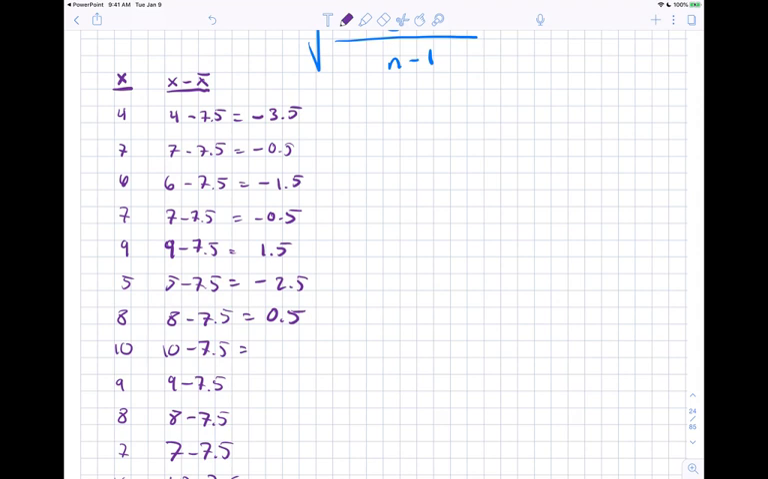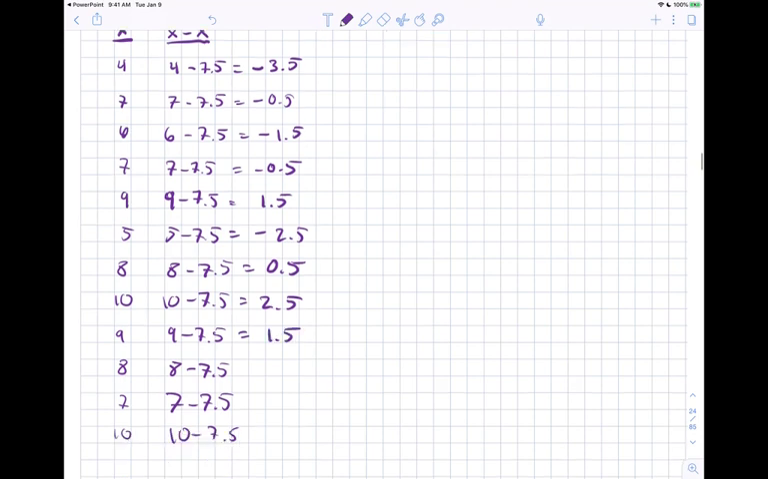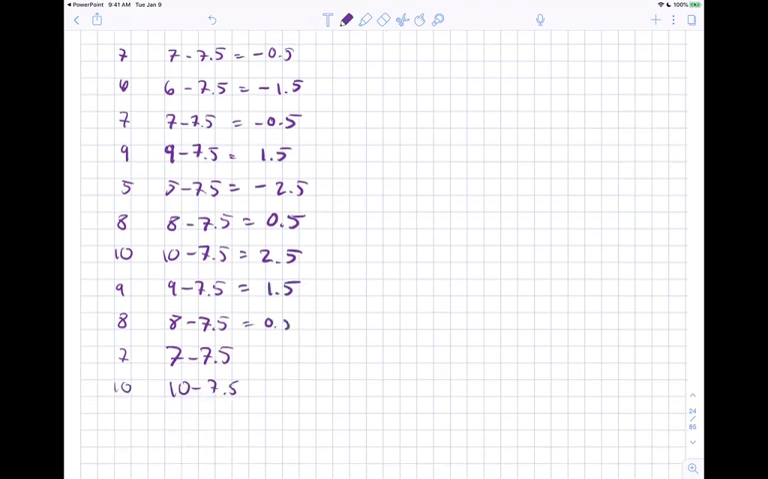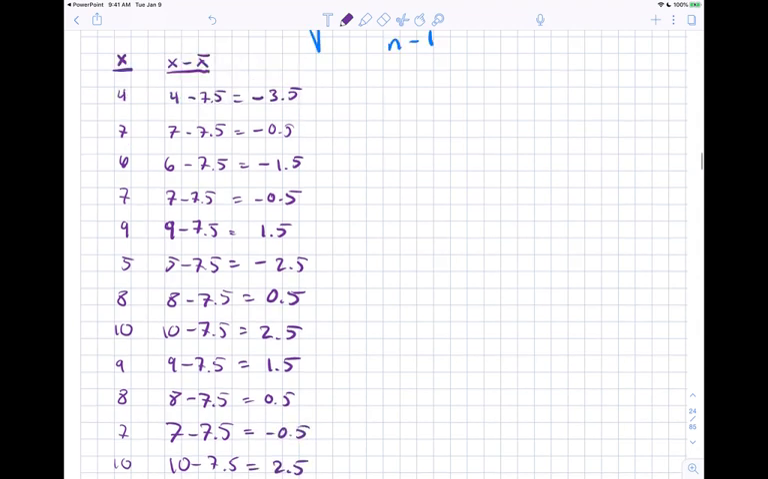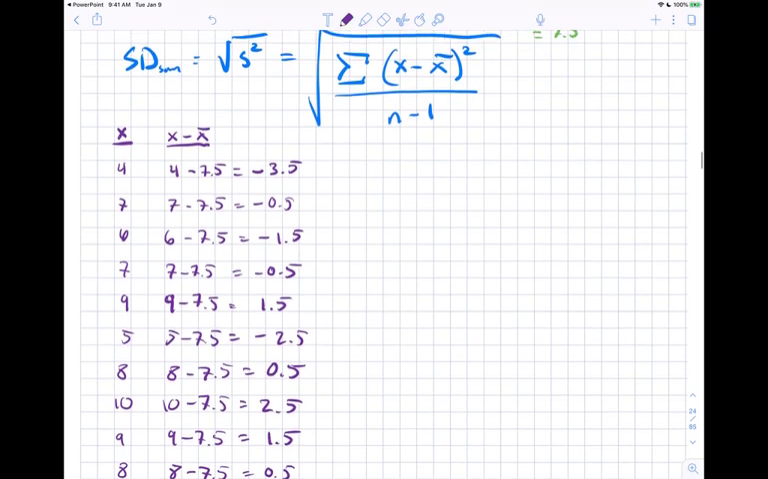2.5, 1.5, 0.5, negative 0.5, 2.5. Okay, so we say each x minus x bar, right? We get this. Okay, so then we want to square those results.